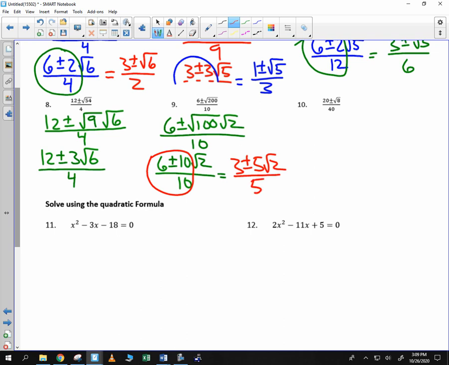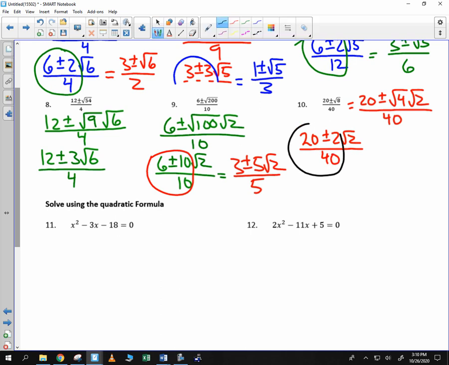And finally, 20 plus or minus the square root of 4 times square root of 2, that's what the square root of 8 is, over 40. So 20 plus or minus 2 roots of 2 over 40. Notice that those are all divisible by 2. I get 10 plus or minus the root of 2 over 20.